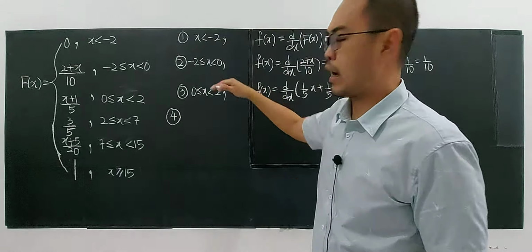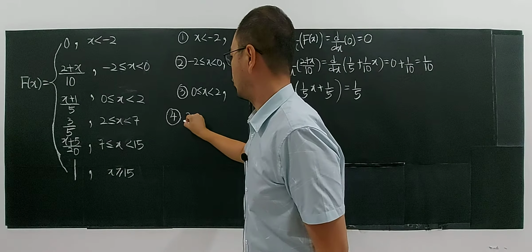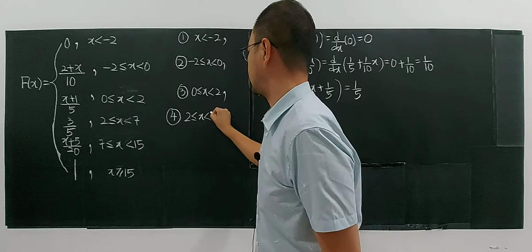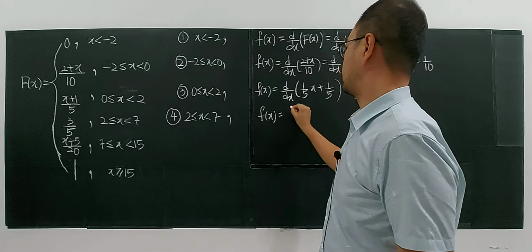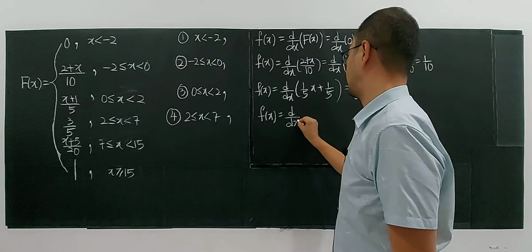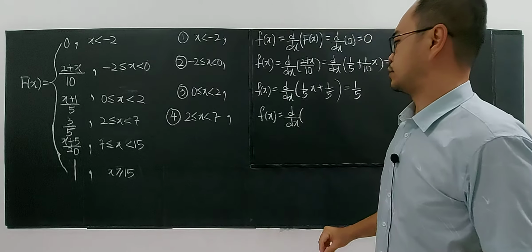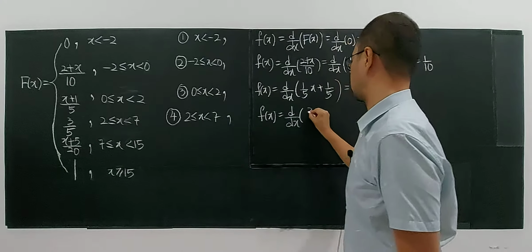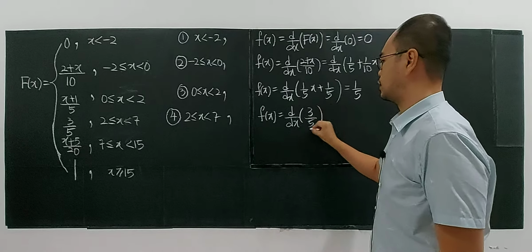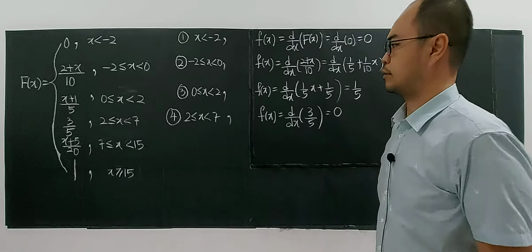You have to be hardworking, doing this. So now go for 2 up to x less than 7. Now I have to differentiate the cumulative function during this interval, which is 3 over 5. And 3 over 5 is a constant. You're differentiating a constant, so you get 0.